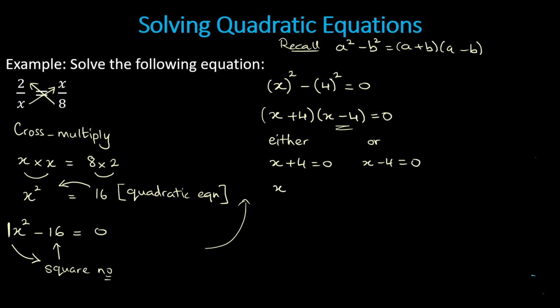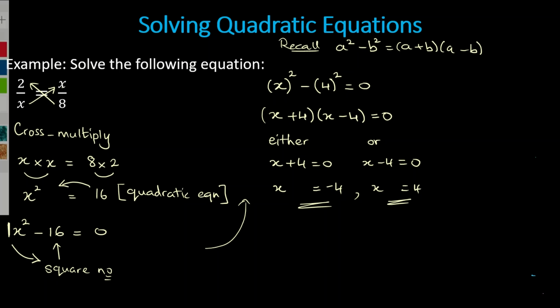And simply we write down the answers now. x plus 4 equal to 0, meaning x is negative 4. Here we have x minus 4 equal to 0, meaning x is positive 4. So these are our two solutions, our answers. This is how we solve this type of equation. Now there is a second method which I will explain to you. It is important also to know the second method.